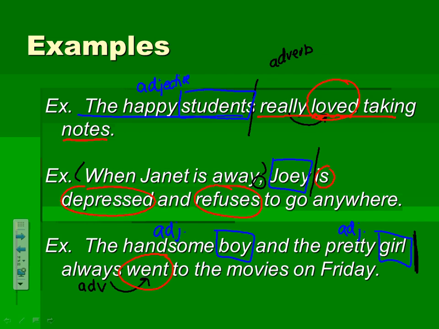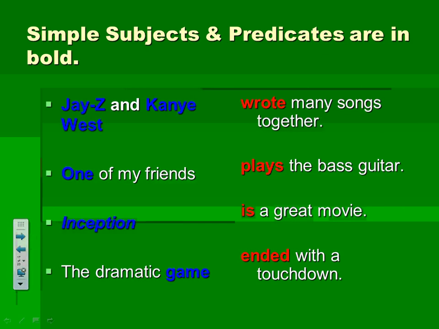You ready to try it yourself? Or do you need some more examples? This one tends to be a little bit more difficult, so here are a few more examples. So if you look at the left, these are our subjects in blue, and the simple predicates on the right are in red. So Jay-Z and Kanye West, one of my friends, Inception, and game. Notice just the nouns and a pronoun, one is a pronoun, okay, are my subjects. In the right column, in the red, we have our verbs, our simple predicates. Wrote many songs together, plays the bass guitar, is a great movie, ended with a touchdown.